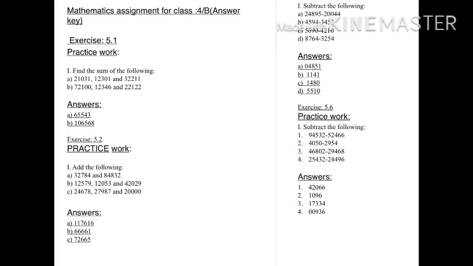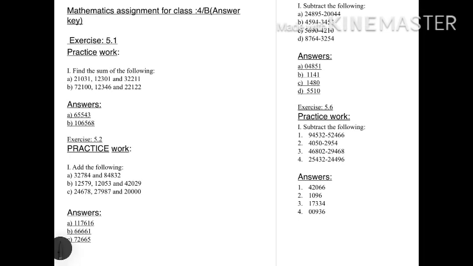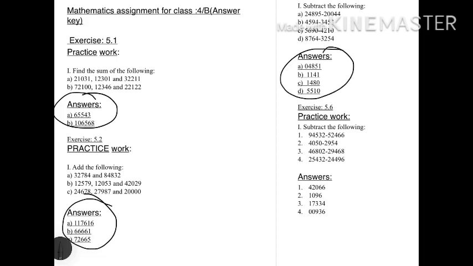Right, students? And in one more assignment I had given you the answers also. Do match your answers. The practice work I had given, the answers I had given here like this of every practice work here, students. So do match.